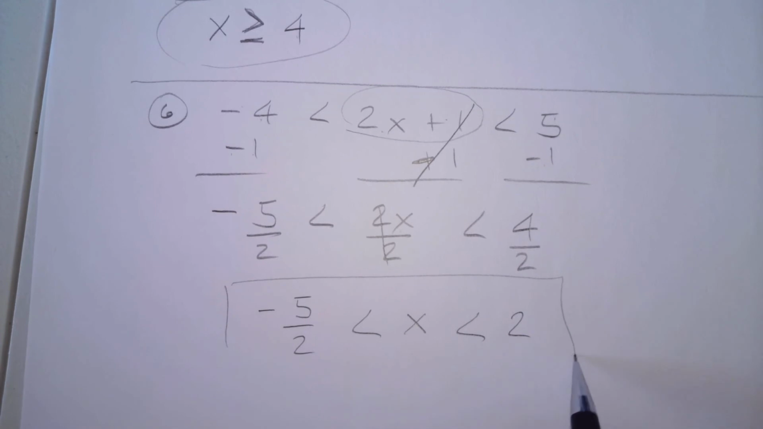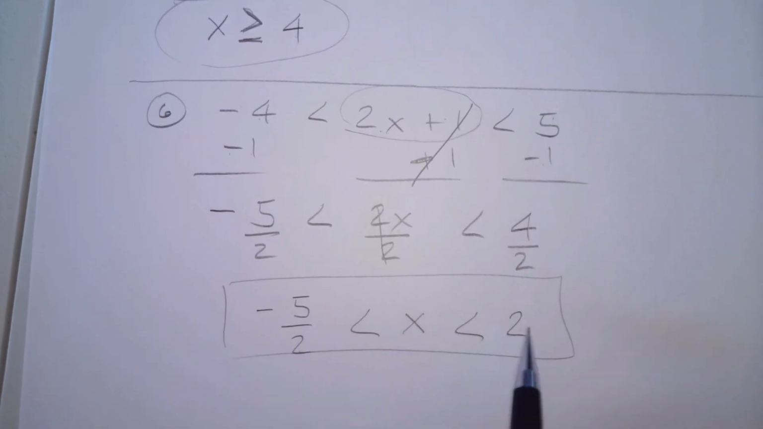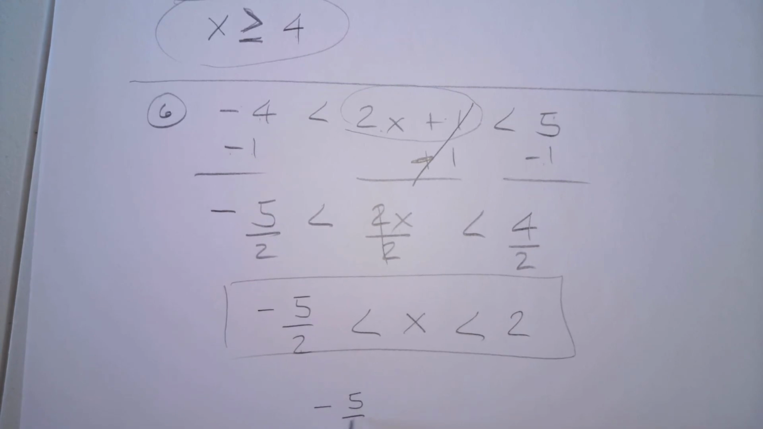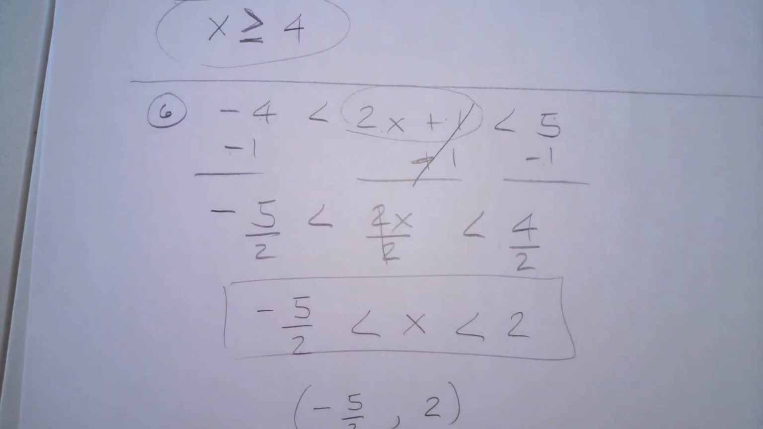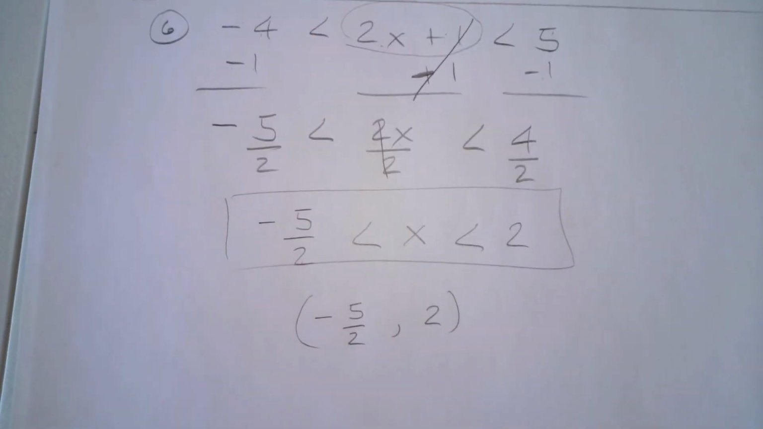There it is in set notation. In interval notation, just use the endpoints. Negative 5 over 2, comma 2. Since these are both just regular, there's no lines underneath them, so there's your answer. It's just parentheses.